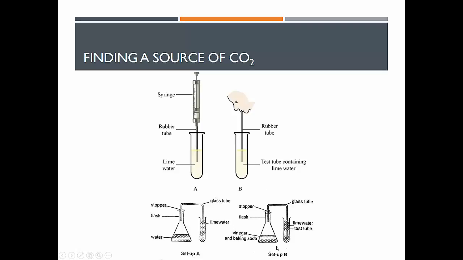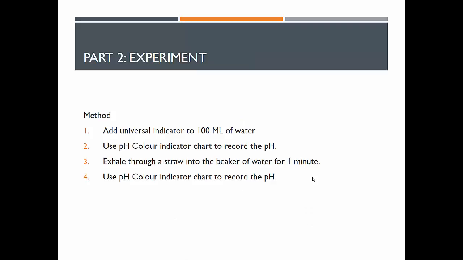All you have to do is perform it, record some results and tell me what's going on. So let's have a look. This is our method. We add a universal indicator to 100 ml of water in a beaker. We are going to use our color indicator chart to record the pH. We should already know what our expected pH and color should be, but whatever it is, you record it regardless. And then you are going to exhale through a straw into the beaker of water for 1 minute.